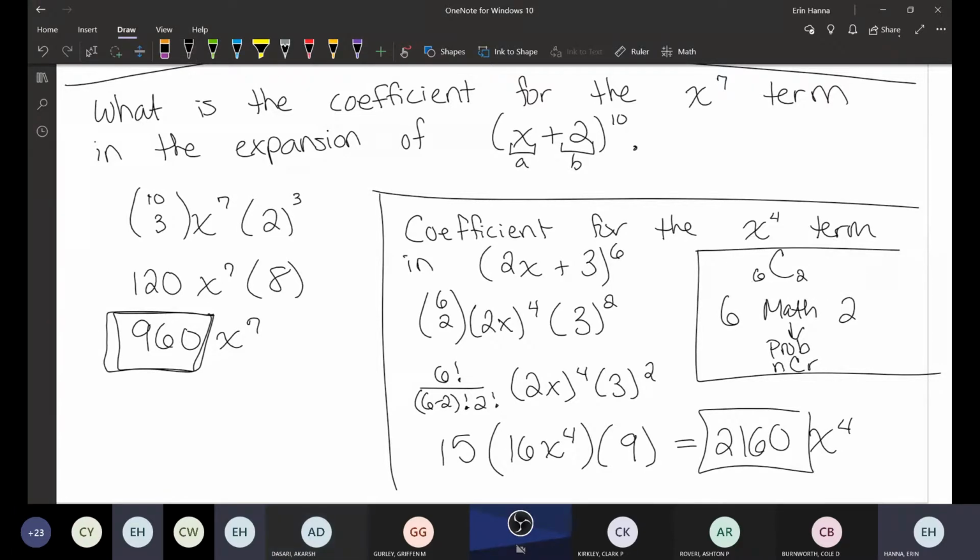All right, so let's jump over to 4.3 then. Oh, sorry. Yeah. So, once again.